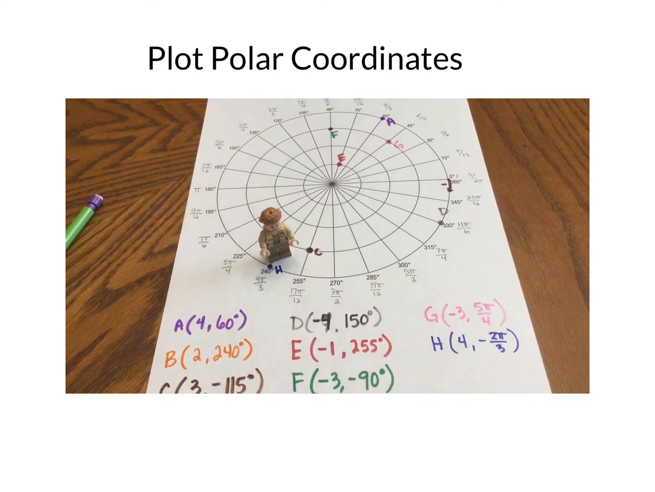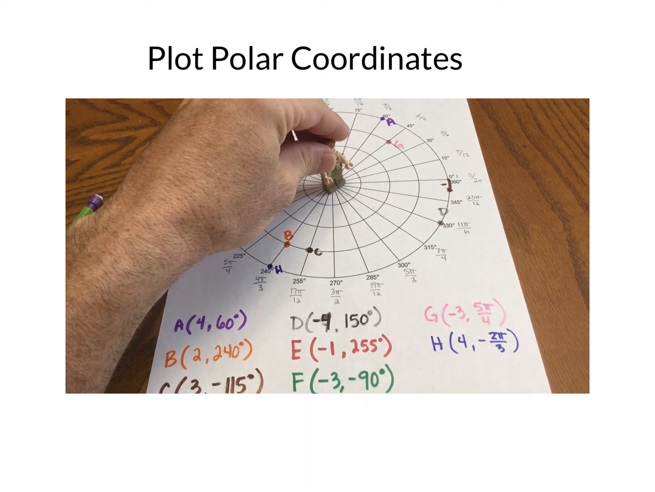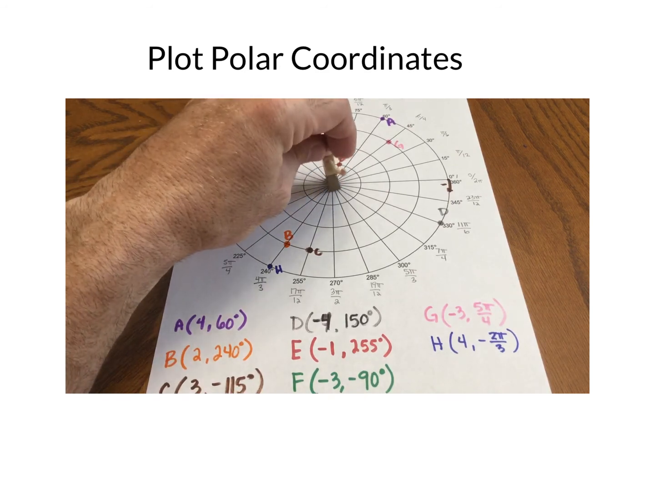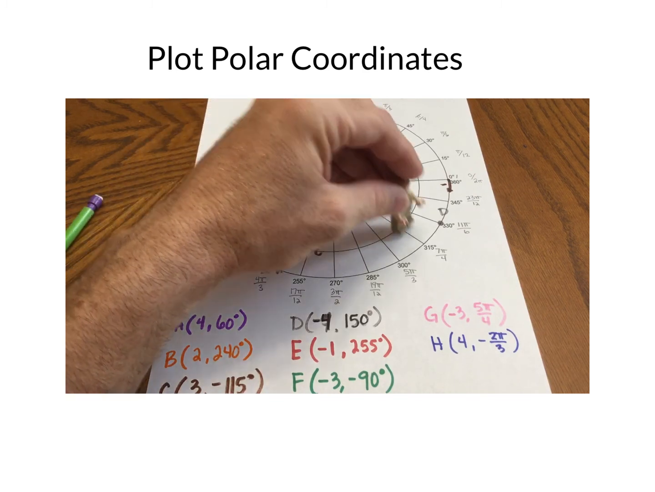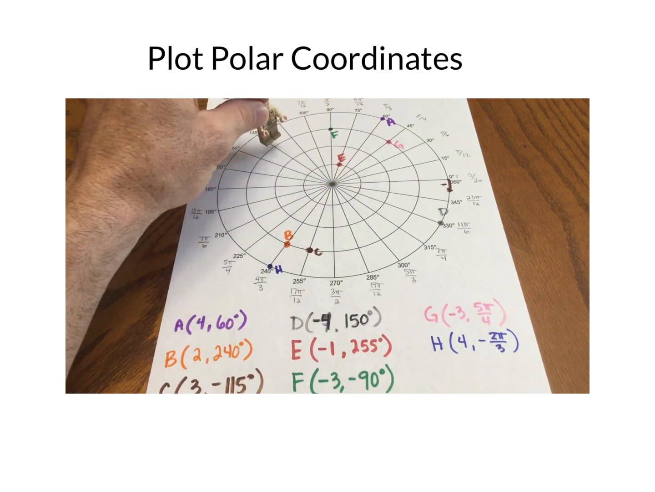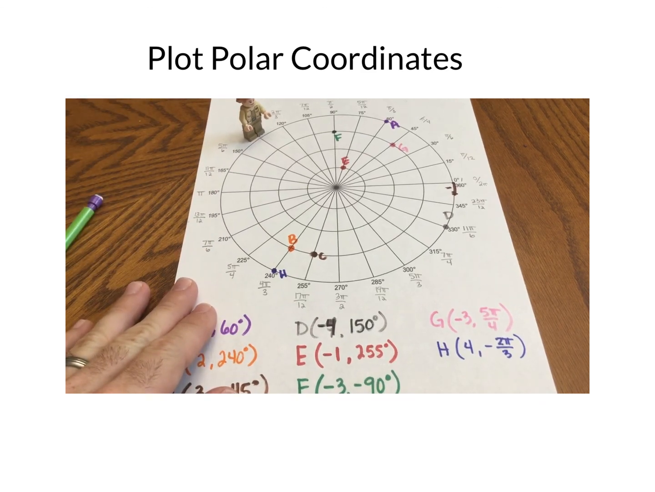Right there. Okay, so remember, negative angles turn clockwise. You're turning this way for negative angles. Positive angles, you turn counterclockwise or to the left. Okay, positive ones, you step out towards the number. Negative distances, you step away from the number that you want. Okay, and that's how you plot polar coordinates.